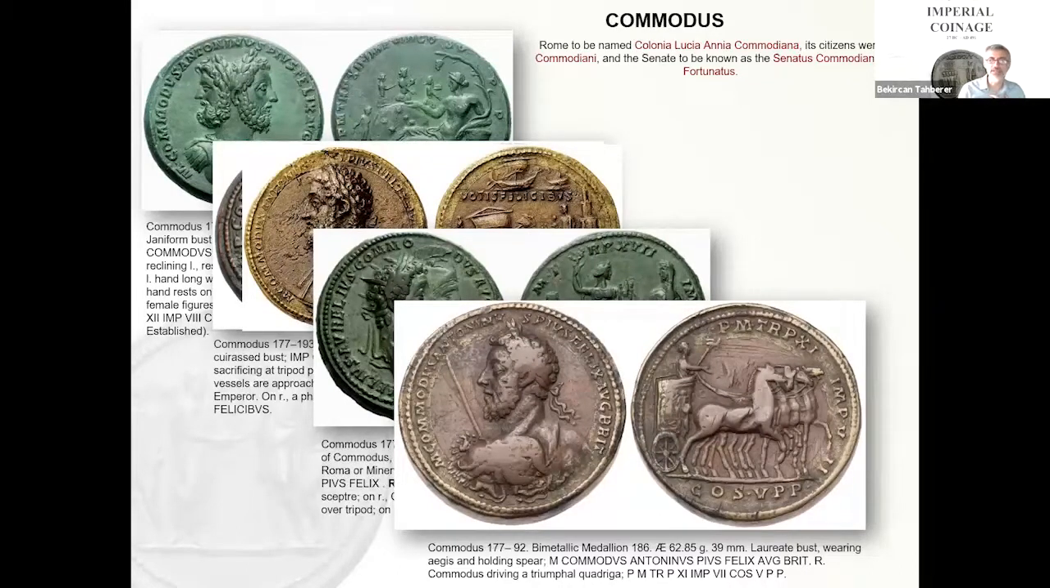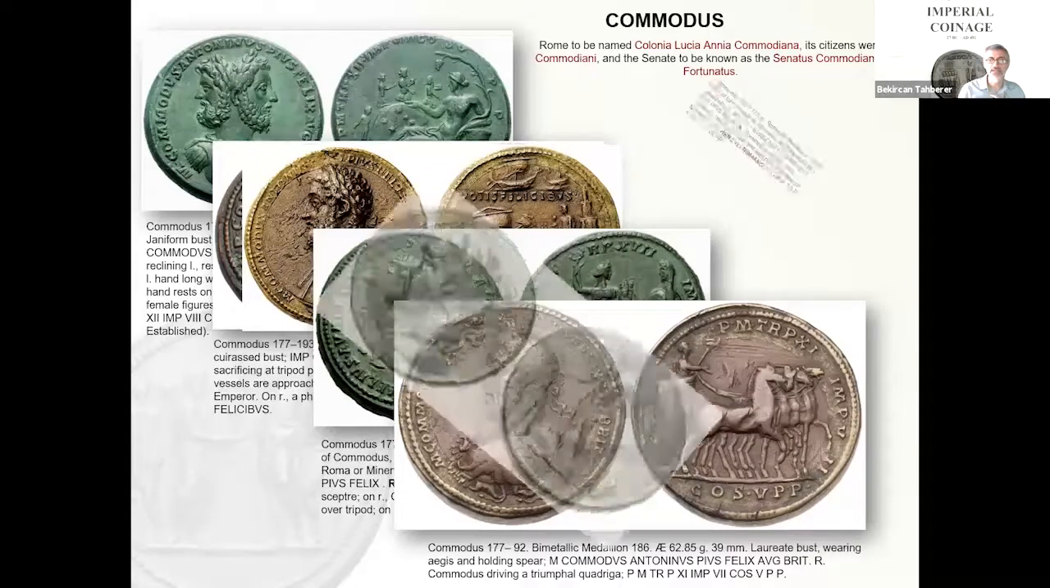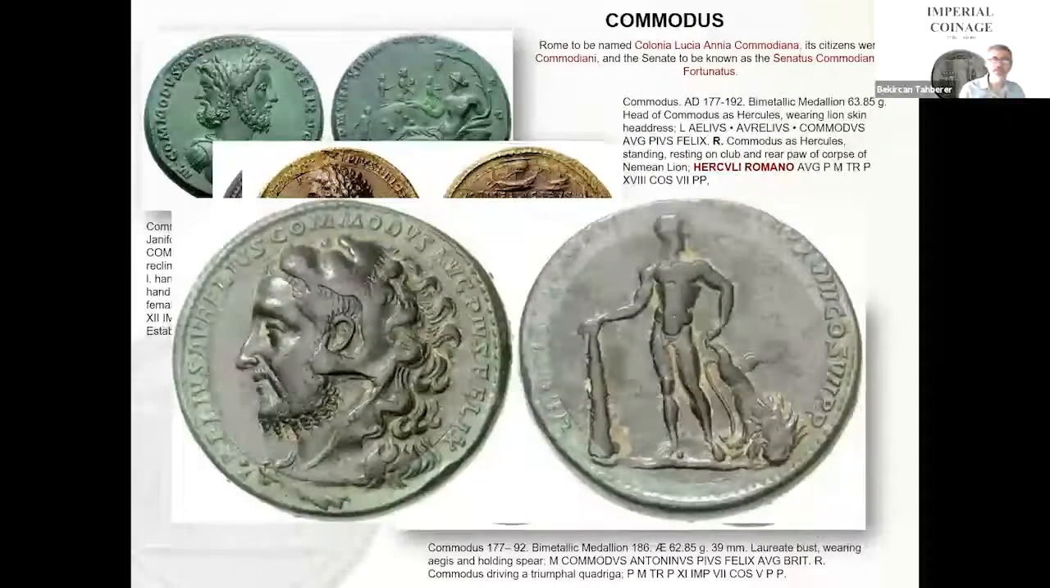And here he is depicted in his heroic appearance on both sides. And finally, his father also claimed that their ancestry goes to Hercules, but he took it one step ahead, and he depicts himself in the fashion of Alexander the Great on both sides of this incredibly beautiful bimetallic medallion.